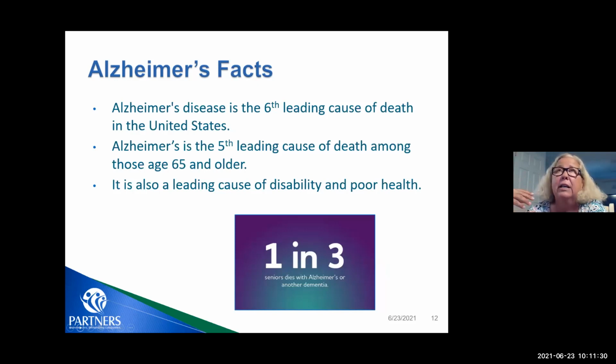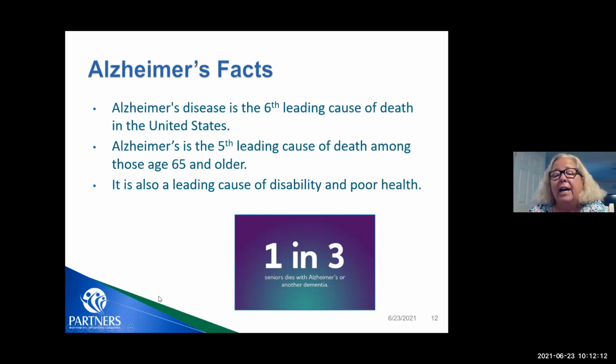To give you a little example, I've been with the Gero team since 2011. The first time I taught dementia classes, Alzheimer's was the 8th leading cause of death. So you can see it's already jumped to 6 just while I've been doing this job. And that's the beginning of this increased older segment of the population. Alzheimer's is now the 5th leading cause of death among people 65 and older, if you only look at the older age group. And of course, it's a leading cause of disability and poor health in older Americans.